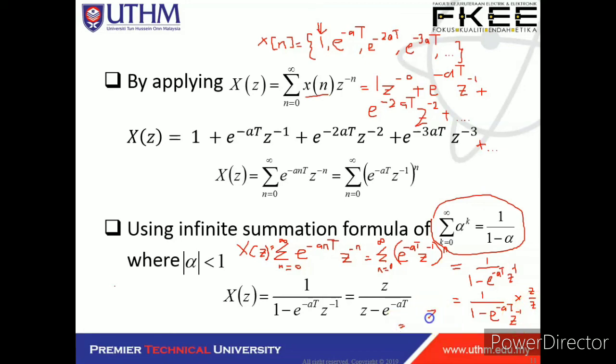So now we can expand this equation. It will have z divided by, so z multiply with 1 minus exponent negative a capital T z negative 1, will be equals to z over z minus exponent negative a capital T. So this is the answer for the Z transform of the given analog signal.